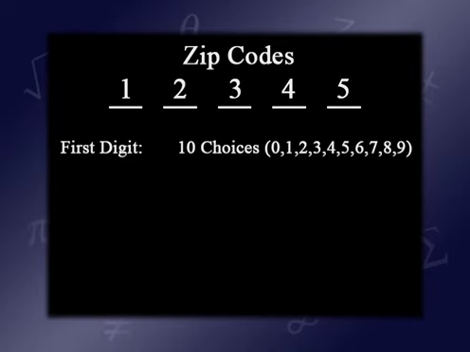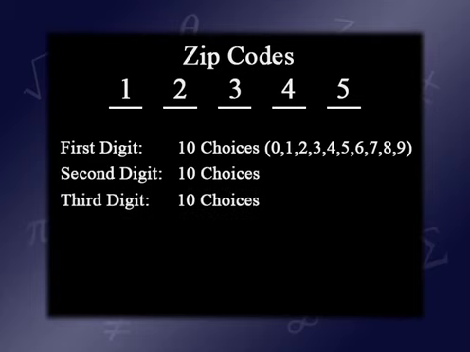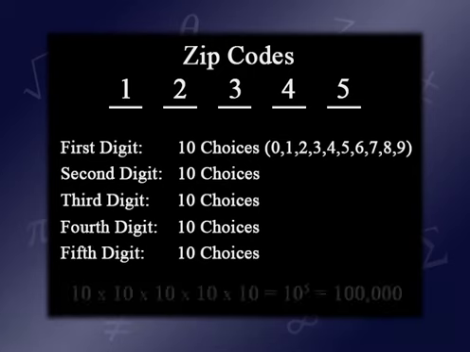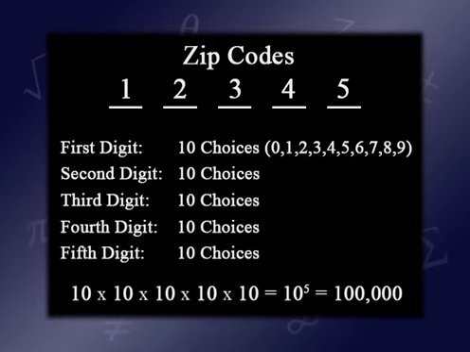Well, the first digit, we have 10 choices, anything from 0 to 9. The second digit has 10 choices. The third digit has 10 choices. The fourth digit, the fifth digit, those each have 10 choices. Therefore, the number of possible zip codes is 10 times 10 times 10 times 10 times 10, 10 to the fifth, 100,000 possible zip codes.